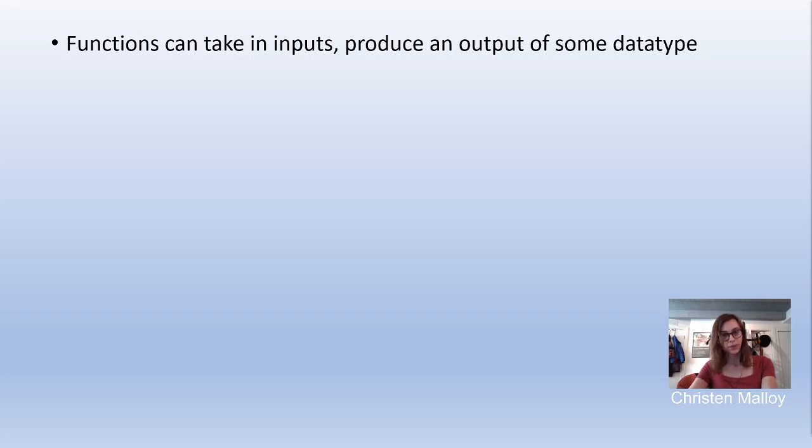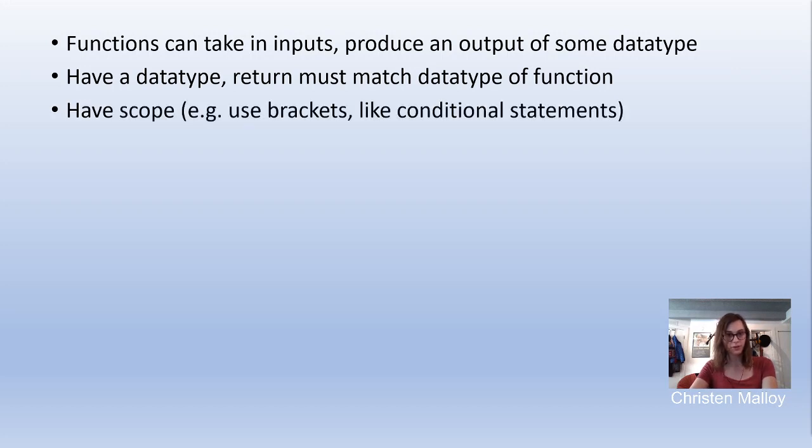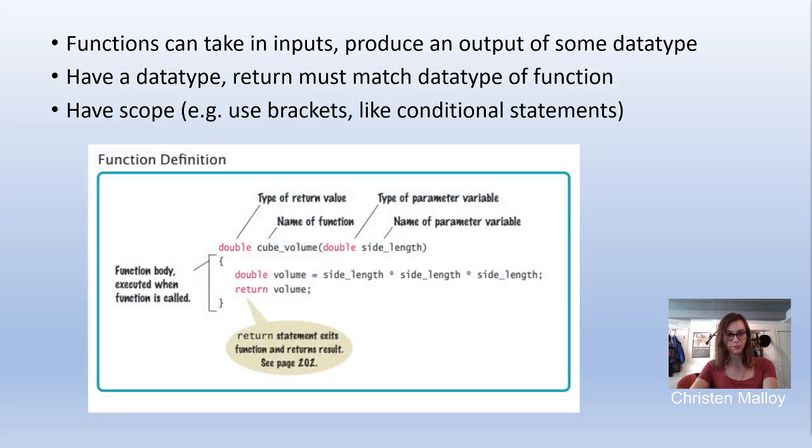Functions can take in inputs and produce an output of some data type. Every function has a data type and must return something of that data type. So when you return a value, it must match the data type of the function. And functions have scope. Just like conditional statements, they have brackets attached to them. So main has its own scope and any other function has its own scope. And you can see that here in our function definition.